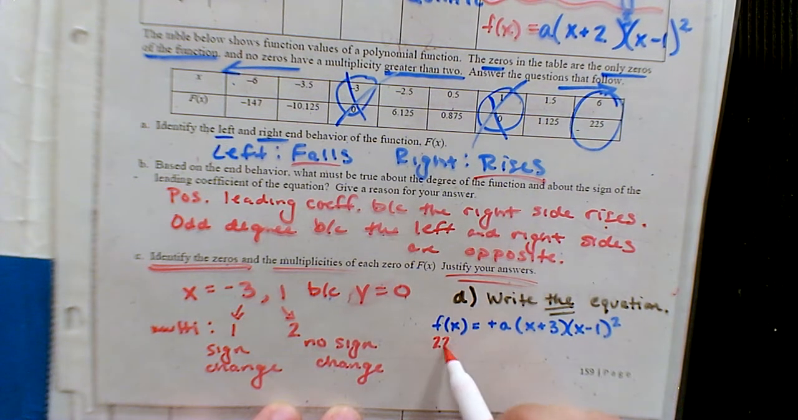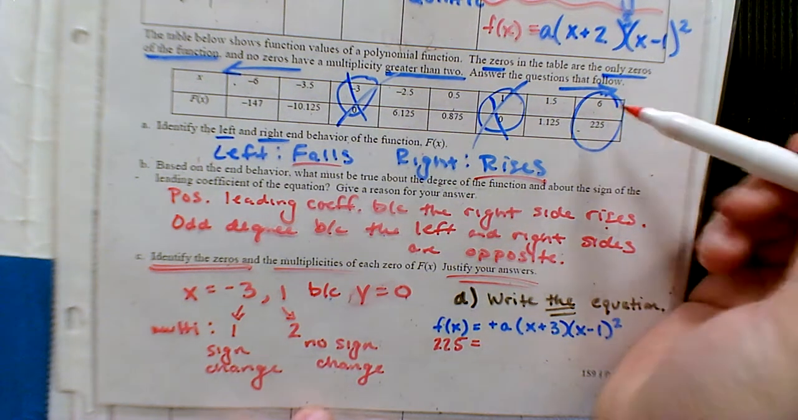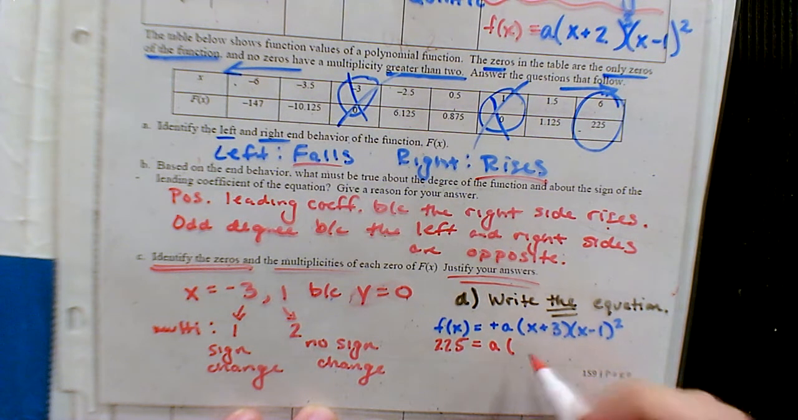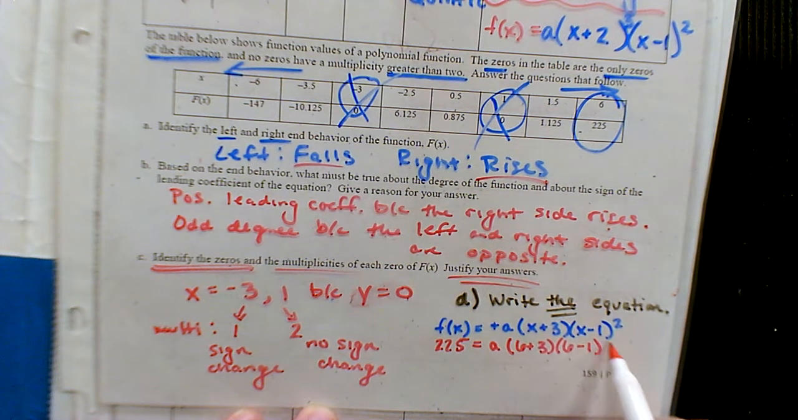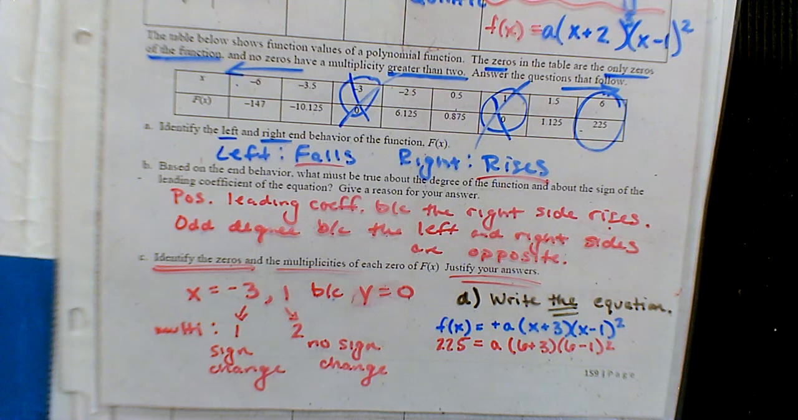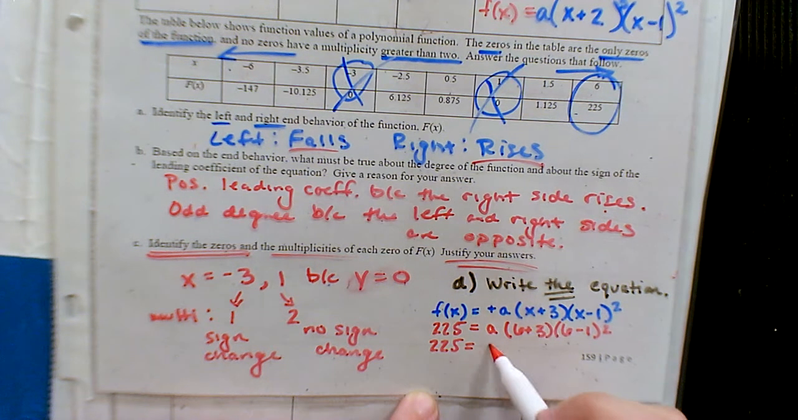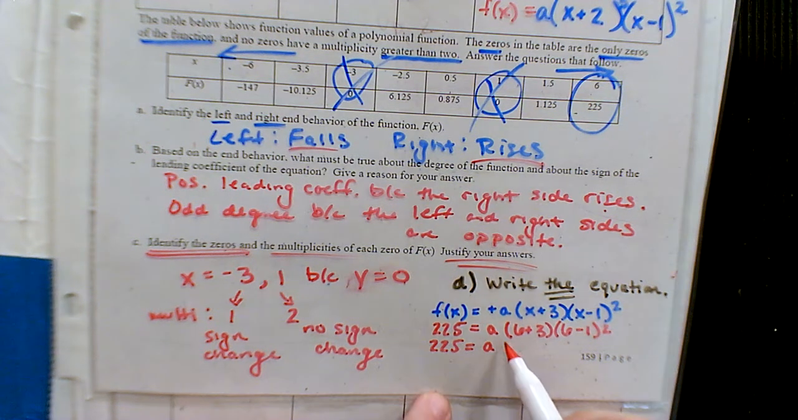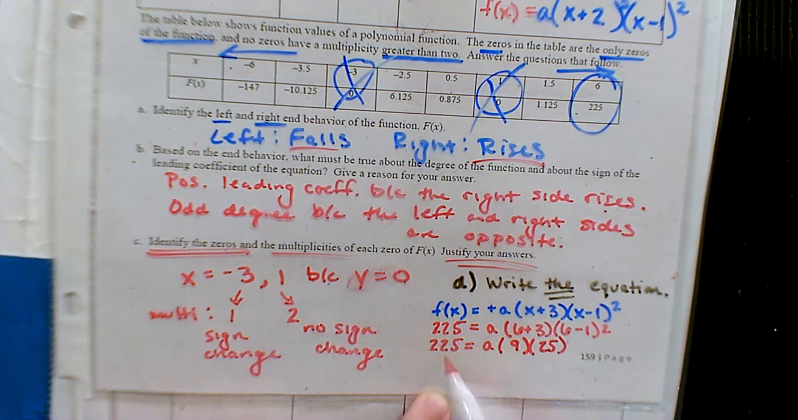This 225 we can put in for f of x, because remember f of x and y are the same thing. And we're going to go ahead and substitute in 6 for all the x's. Now if we did that, we would have 6 plus 3 and then 6 minus 1 squared. So you may need a calculator for this, because our numbers might get a little large. But let's figure out this coefficient out front, because after we plug in the x and the y, notice how the a is the only variable we have left. So we have, let's see, 9 times 25.